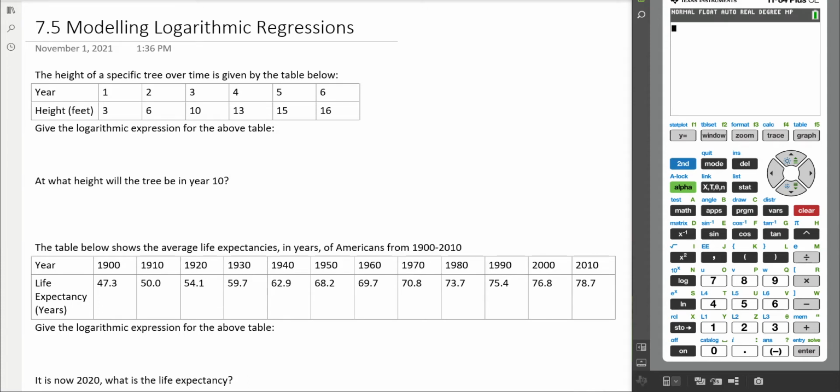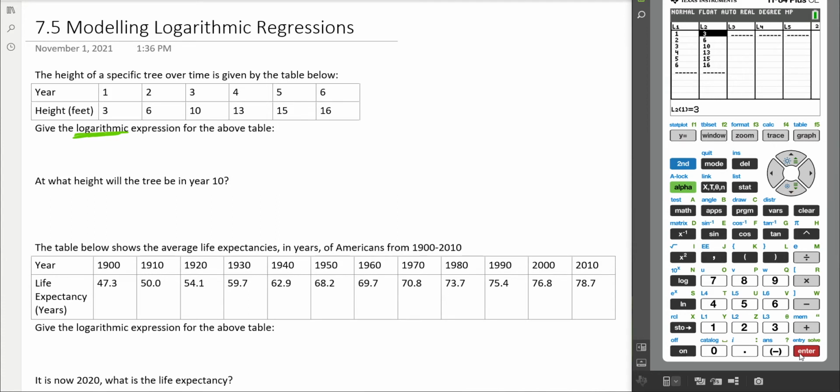Alright, so here we have a table of values, and it says the height of a specific tree over time is given by the table below. Give the logarithmic expression for the above table. So it really should ideally be telling you in the question if it's a logarithmic expression. Otherwise, it's a little bit hard to tell. And so I'm not going to expect you to know that off the top of your head. But let's plug in that data.